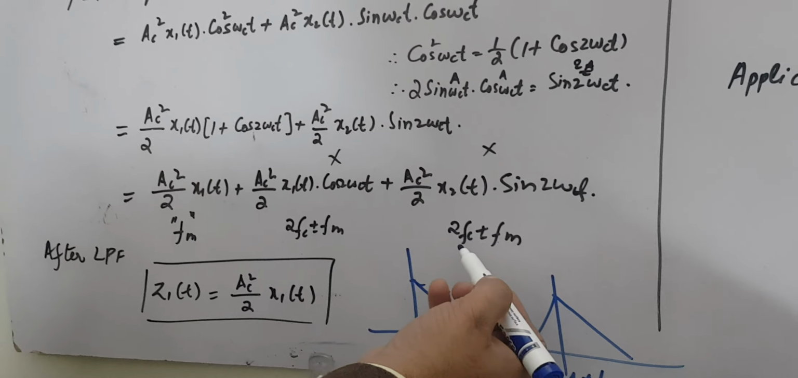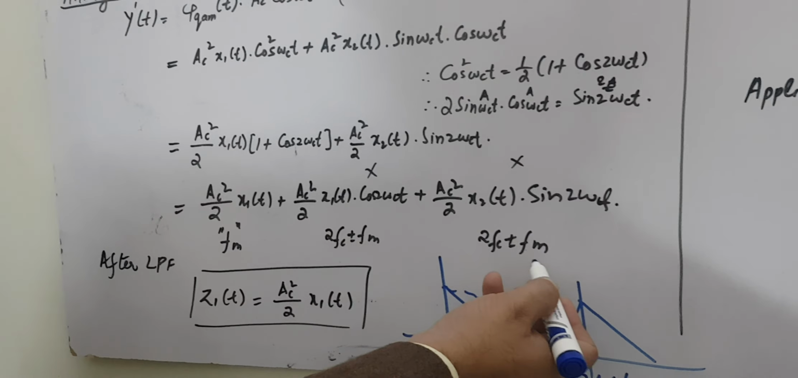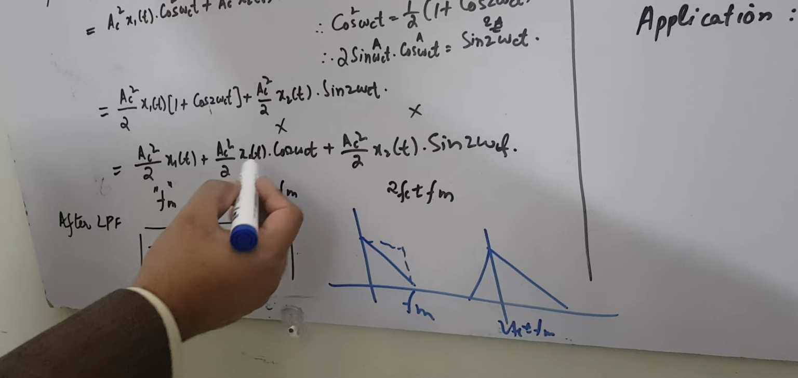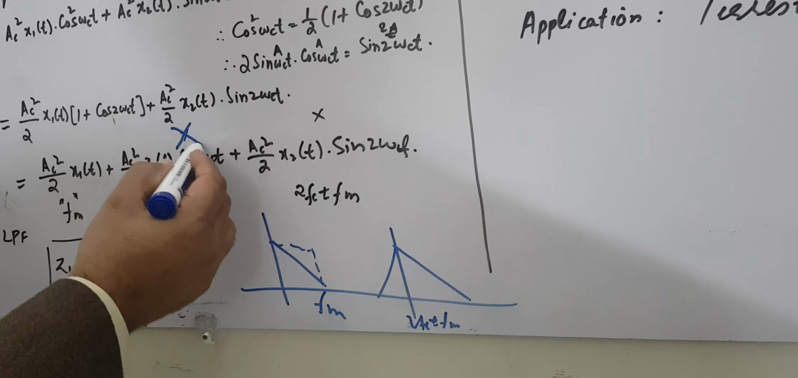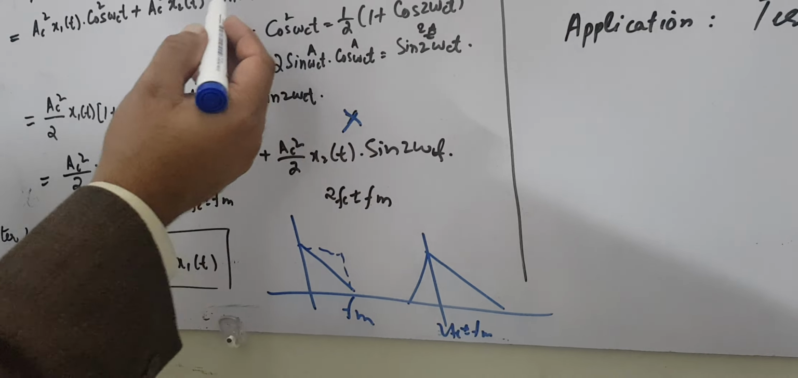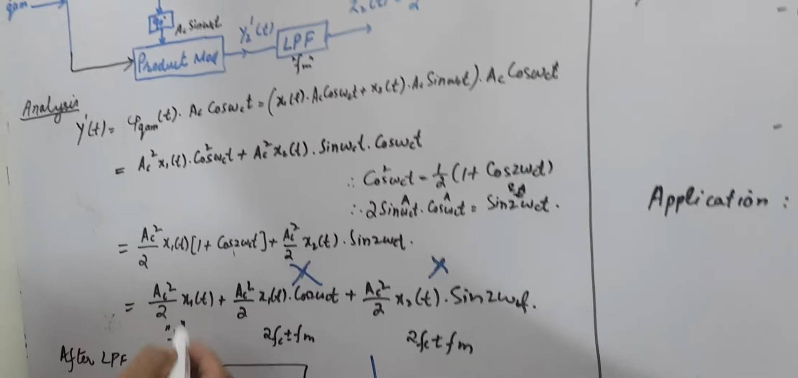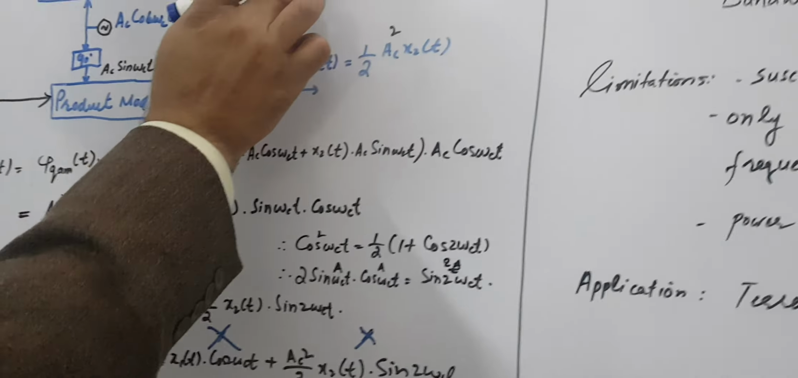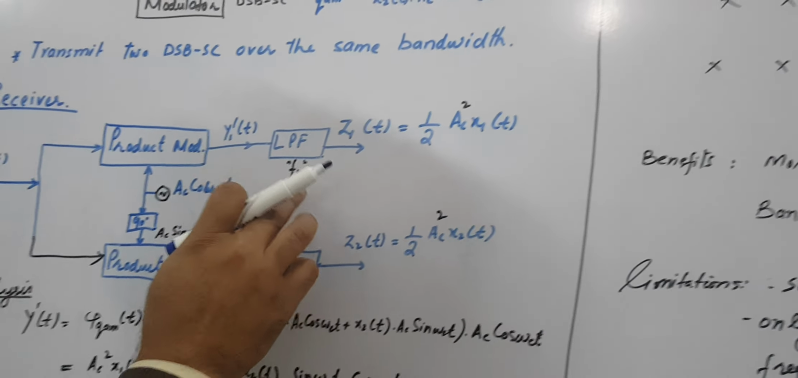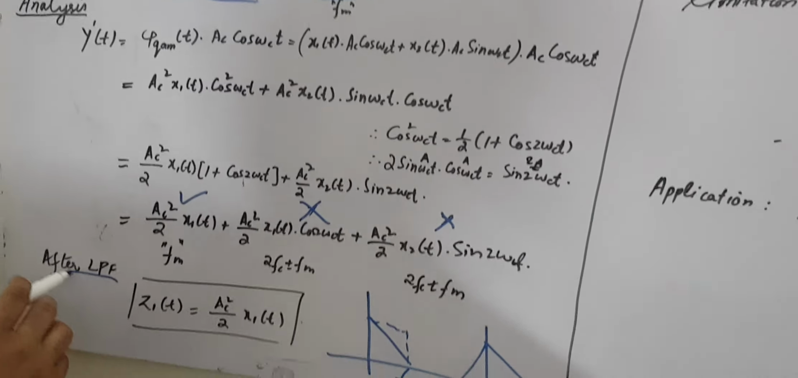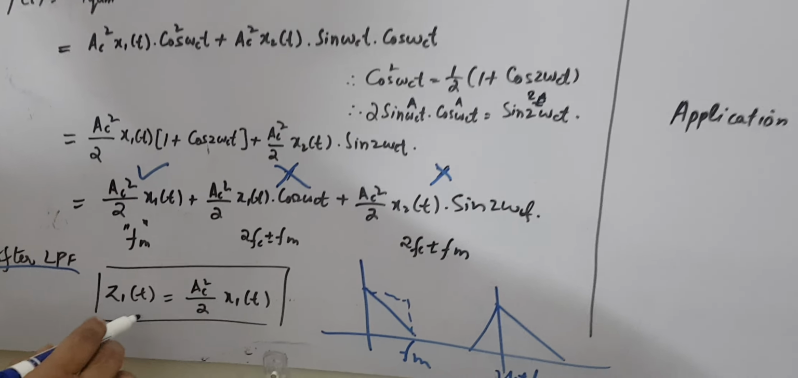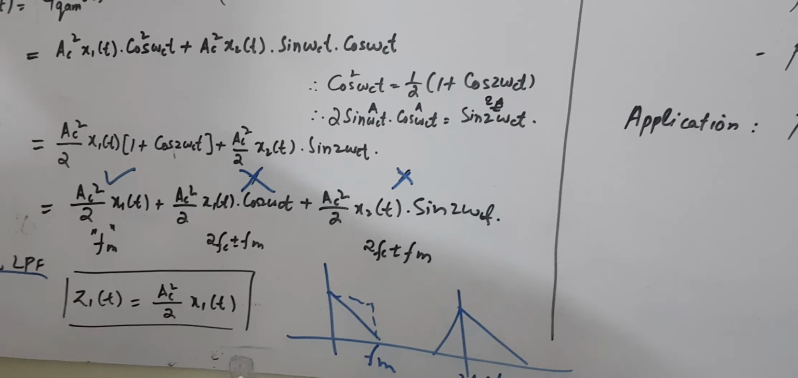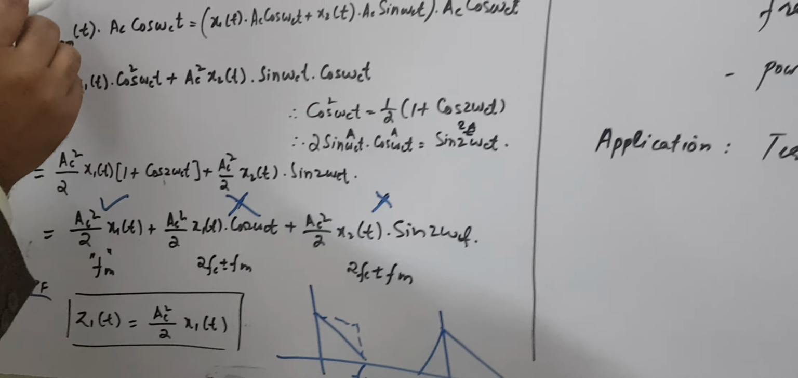So its frequency is 2fc plus fm and its frequency is 2fc plus minus fm, but the cutoff frequency of the low pass filter is fm. That is why only that signal can pass through the low pass filter and the others will be blocked. So after the low pass filter, you have Z1(t) equals AC square by 2 x1(t). You can do the same analysis for this arm as well.